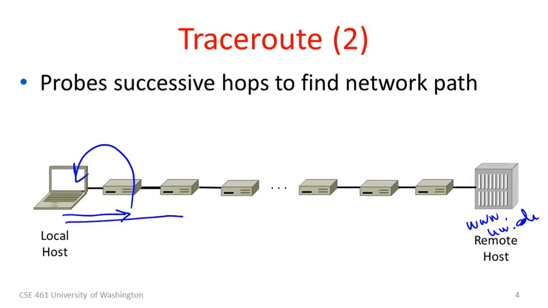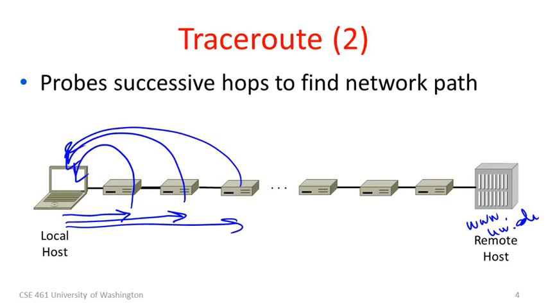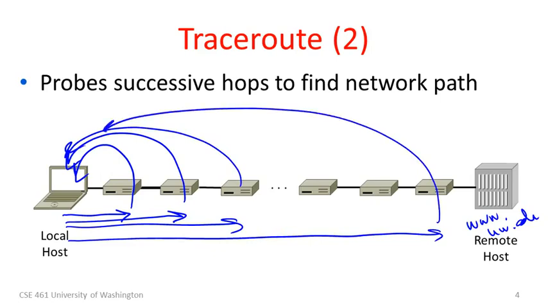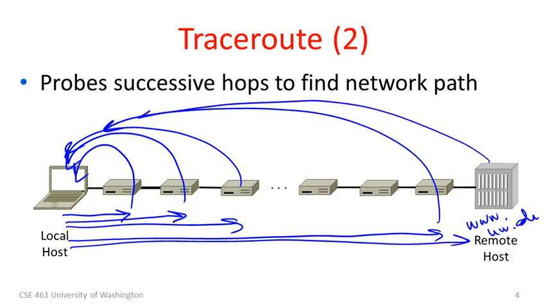Then it sends out a message 2 hops and asks that router to return a message to the host. Then 3 hops, return a message to the host, and so on. And eventually, you can see, in the very next go, we will reach the host, and we'll get a message back from the host, and that way we'll know we're done with this process.